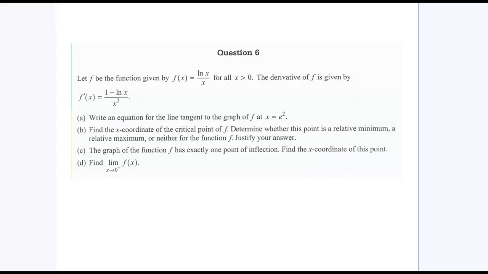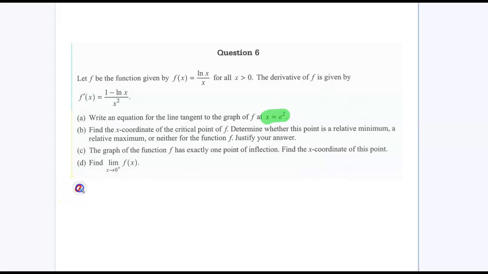Okay, the last question, I'm just going to do part A for this question. And part A is saying we have the function f of x is ln x over x, and we're also given the derivative. And we want to write an equation for the line tangent to the graph of f when x is e squared. So again, kind of a goofy point, but sometimes they'll give you funny numbers to work with, and you just have to trust your mathematics.